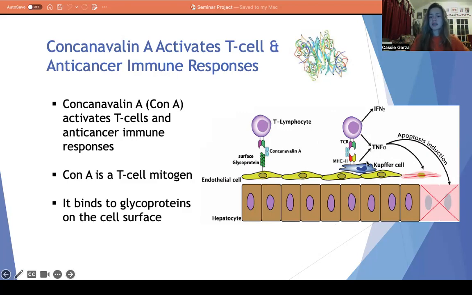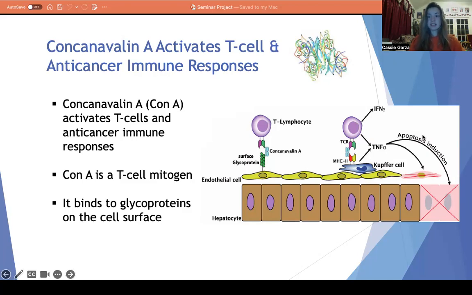You can see it interacting here. A Kupffer cell is just a type of liver cell. But what's interesting is that ConA here detected something abnormal with this cell. So it relayed this message to the T lymphocyte, and it produced these TNF alpha factors. Those are tumor necrosis factor alpha, which is just a cytokine factor that's seen during pathogen-related inflammation. It's also seen in cases regarding apoptosis. Apoptosis, you can see the word here, is just programmed cell death.